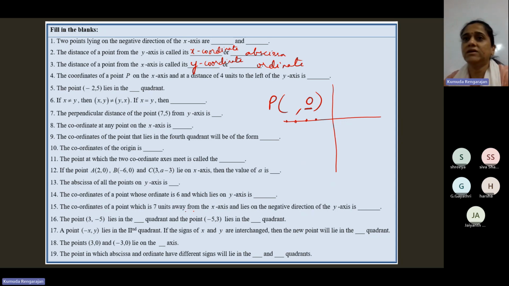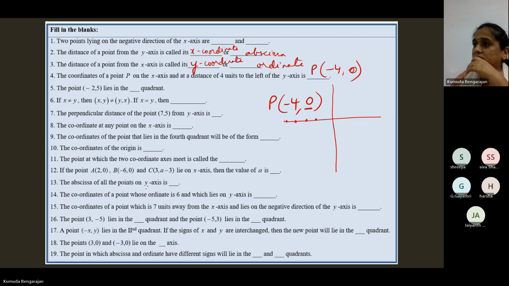Now you should find the distance from the y-axis. You must find the distance from the y-axis. At a distance of 4 units to the left of the y-axis. That means the distance from the y-axis is 4, but it's on the left side. So -4. Correct? Okay, so P is given by the address -4, 0. So what does 0 indicate? It means when the address looks like this, the point is on the x-axis. And what's the distance of the point from the y-axis? 4 units to the left.